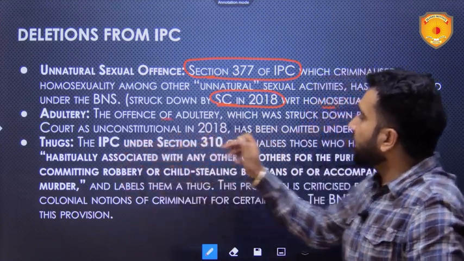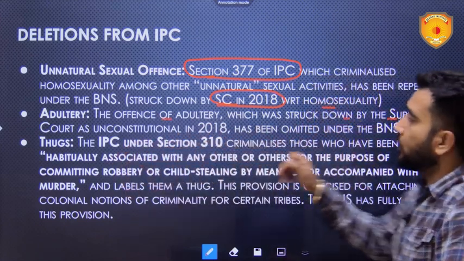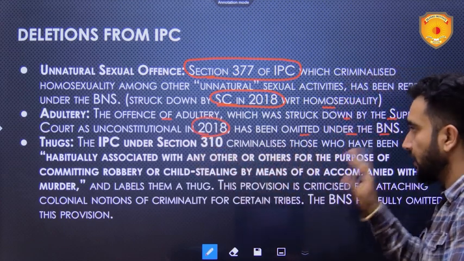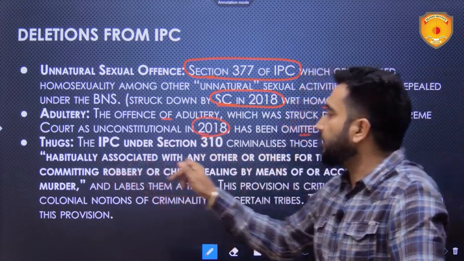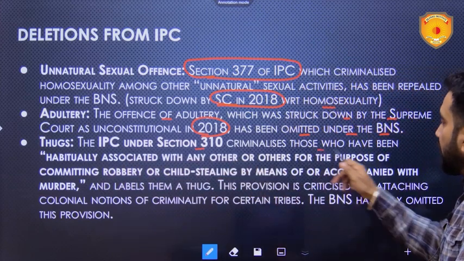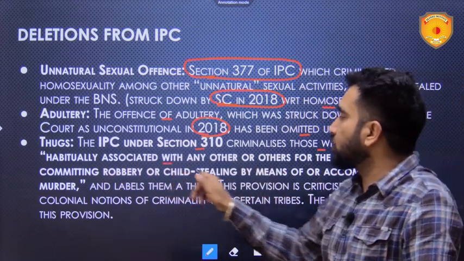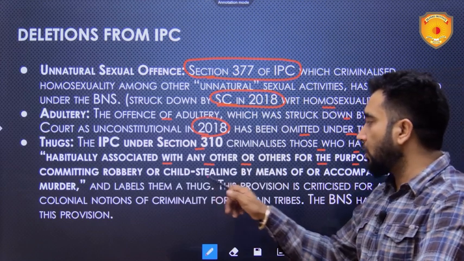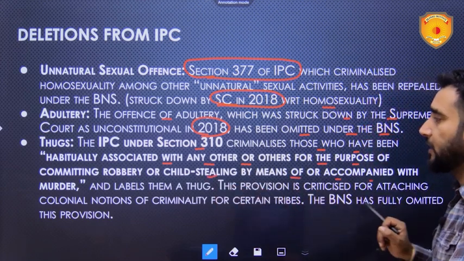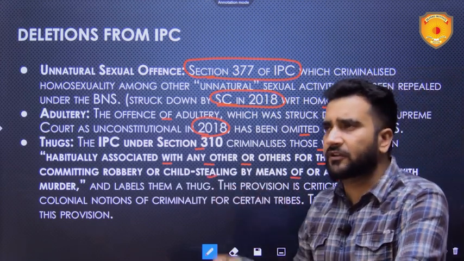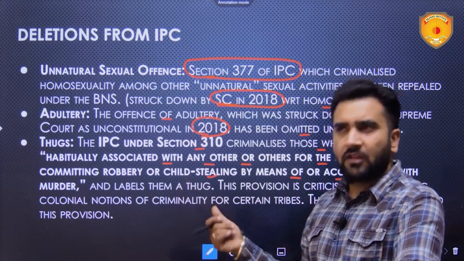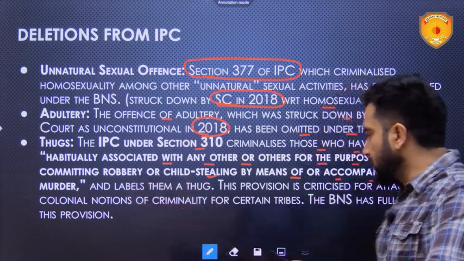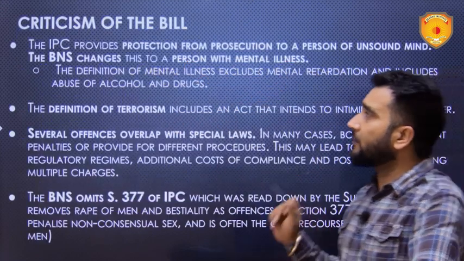Adultery. The offense of adultery, which was struck down by the Supreme Court as unconstitutional in 2018, has been omitted under the BNS. Adultery has been omitted. Thugs. The IPC under Section 310 criminalizes those who have been habitually associated with any others for the purpose of committing robbery or child stealing accompanied with murder. So certain tribal groups were charged under this falsely. So this has also been removed. So these are the removals or deletions from IPC.